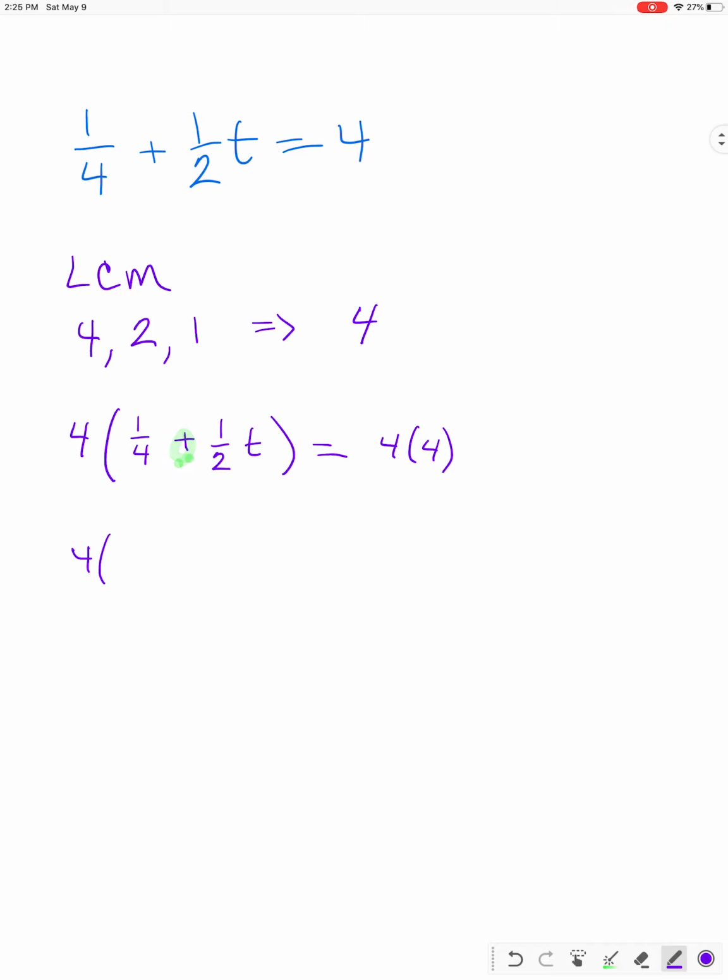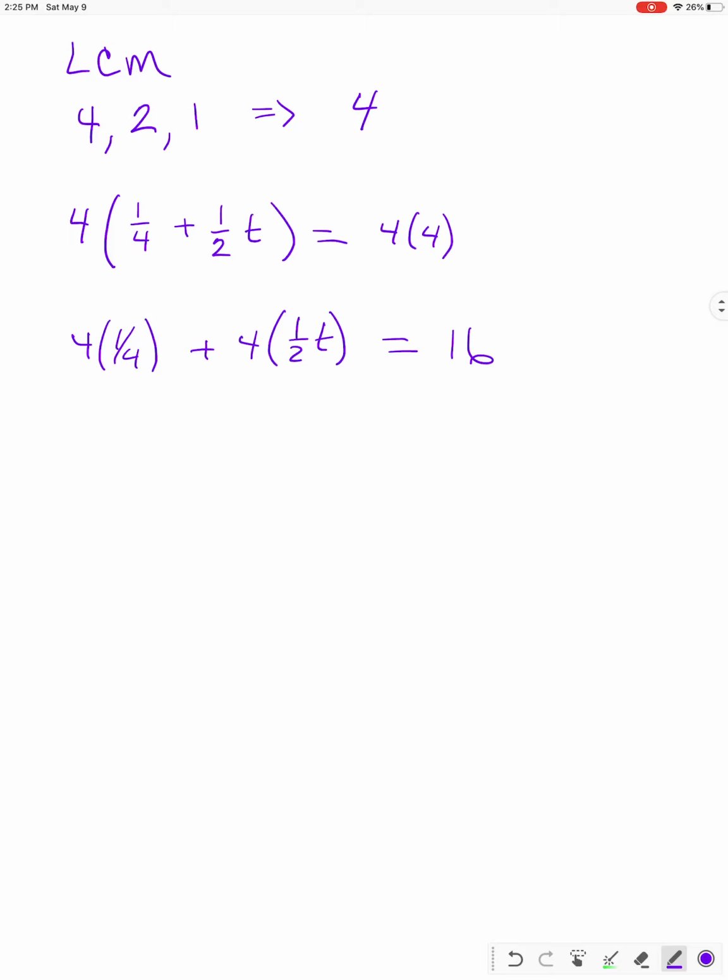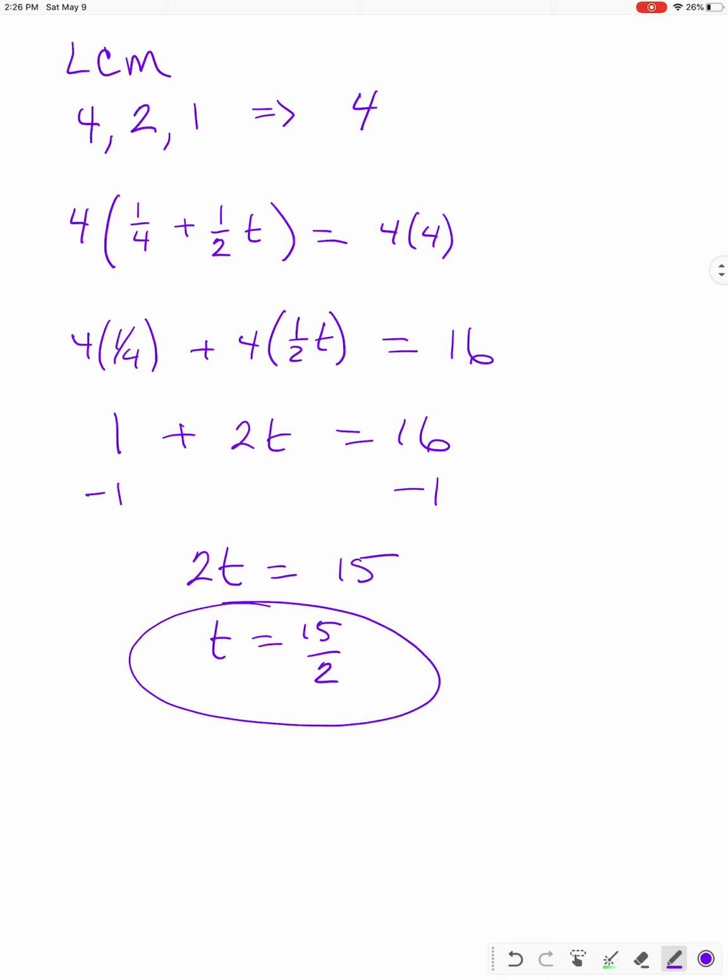So I get 4 times 1/4 plus 4 times 1/2 times t is equal to, and on the right-hand side I have 4 times 4, which makes 16. So 4 times 1/4 on the left-hand side is 1, and 4 times 1/2 times t is 2t, and that's still equal to 16. So I subtract 1 from both sides and I get 2t is equal to 15. And then t equals 15 over 2, and 15 over 2 is my final answer.